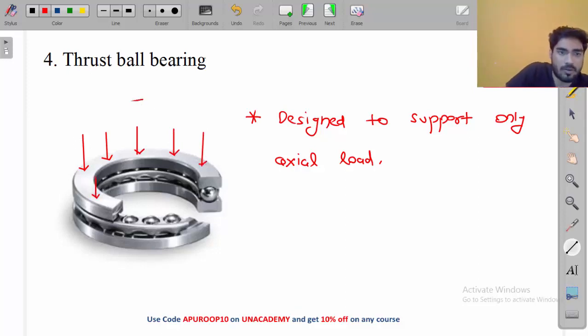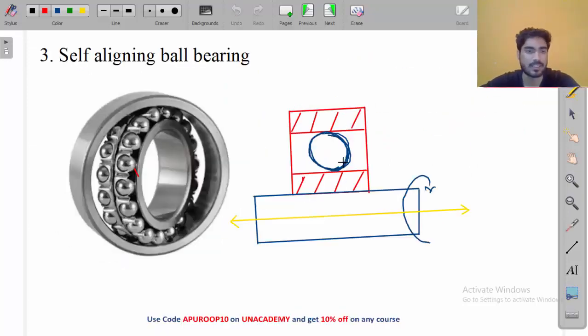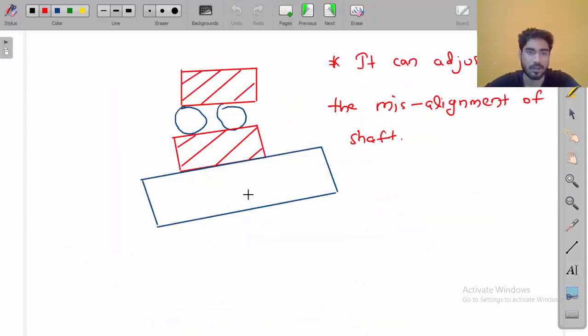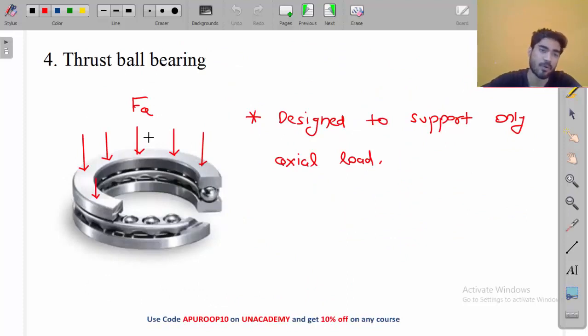All these loads are axial load. So it is designed to support only axial load. It cannot support radial load. Angular contact and deep groove bearings can support both types of load, radial as well as axial. But the thrust ball bearing can support only axial load, my friend. Look at this arrangement: inner race, ball, outer race. One is connected to the moving body and one is connected to the support. So this is the thrust ball bearing.